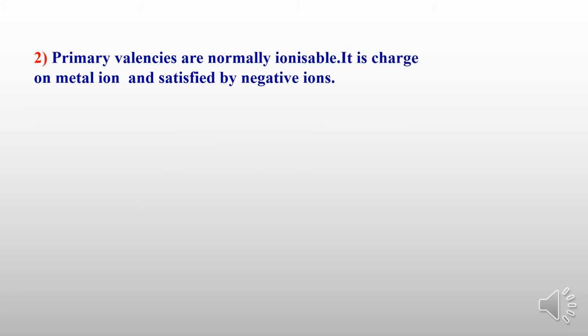Now see the second postulate. Primary valencies are normally ionizable. It is a charge on the metal ion and is satisfied by negative ions.